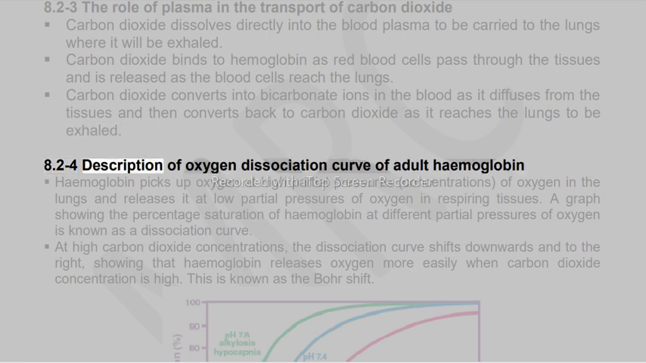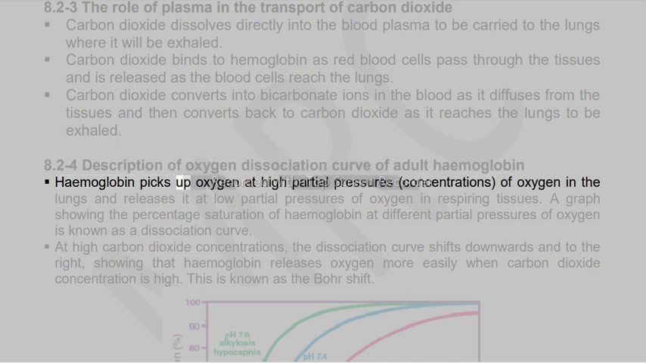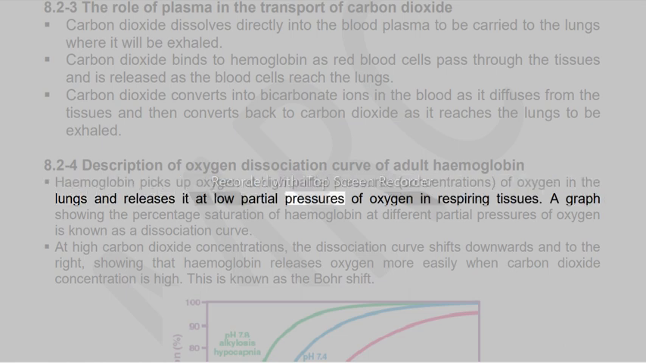8.2 to 4 Description of oxygen dissociation curve of adult hemoglobin. Hemoglobin picks up oxygen at high partial pressures, concentrations, of oxygen in the lungs and releases it at low partial pressures of oxygen in respiring tissues.